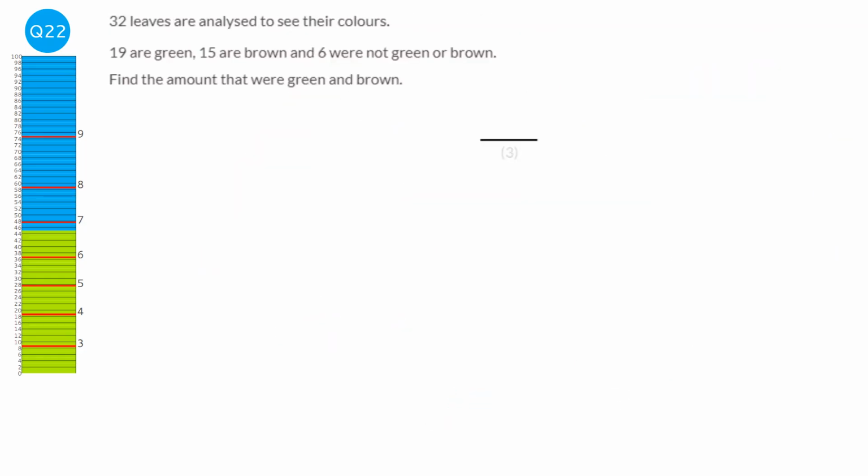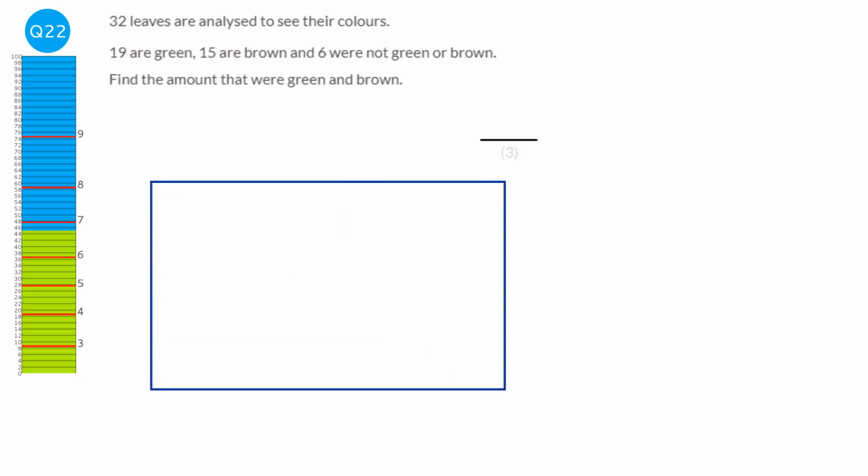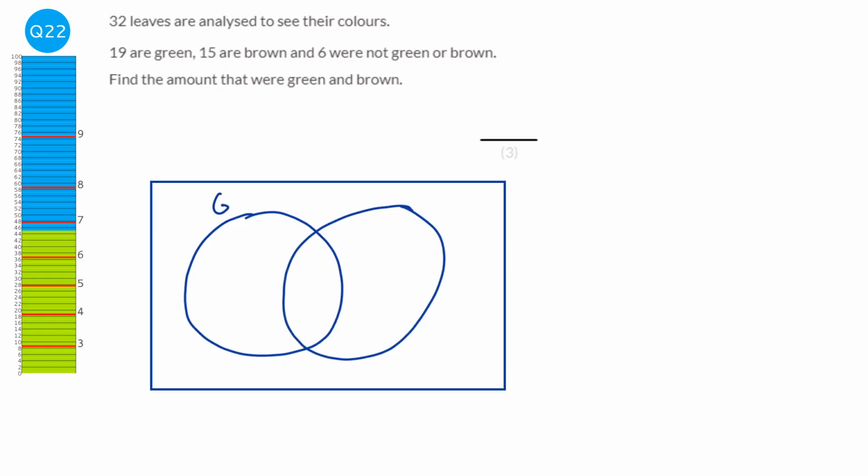We don't have to for this question, but it might be helpful to draw a Venn diagram for this. And we've got green and brown leaves. So we'll have green on the left and brown on the right. So green and brown. And we're told that there are 19 green and 15 brown and 6 that were not green and brown. So the only number we can put in is the 6 on the outside of the Venn diagram. We're told that 19 are green, but we don't know which, either they're in here or a bit of both.